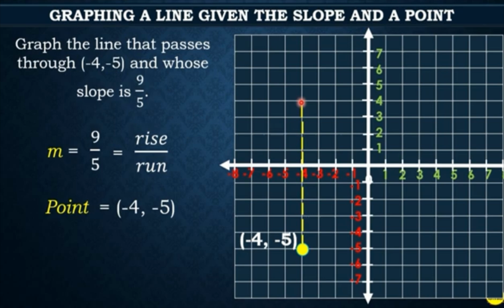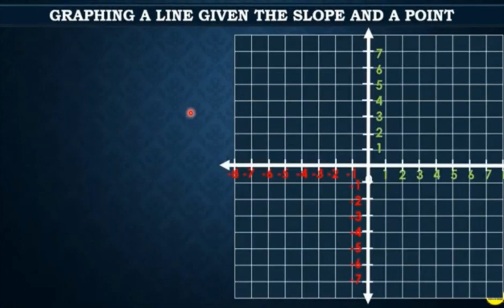Very good. Going to the right because our slope is positive. So, from here, move 5 times to the right. So, 1, 2, 3, 4, 5. So, here's your point. And this is point 1, 4. Okay, so let us now graph the line by connecting this point. So, this is the graph of the given negative 4, negative 5, and whose slope is 9 over 5. Okay, let's have the last example.